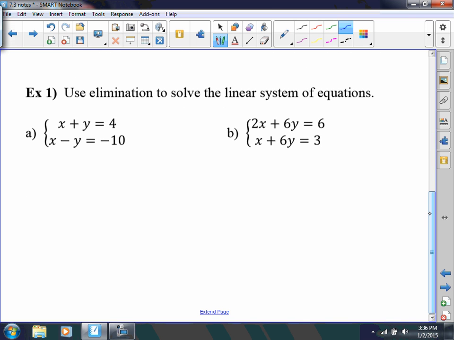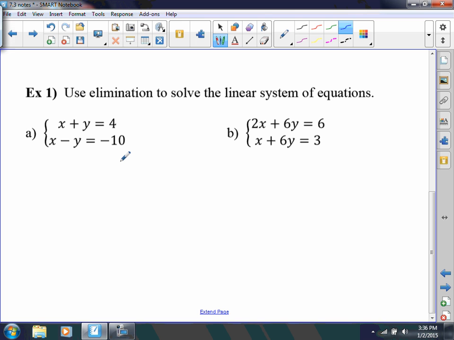So if we take a look at example 1 here, now we only have example 1, but it's got 4 parts. It's got A, B, C, and D. So for example 1, part A, you notice that it's got 2 equations. They're in standard form. You have your x's, then your y's, and then your numbers. So the columns are all lined up.